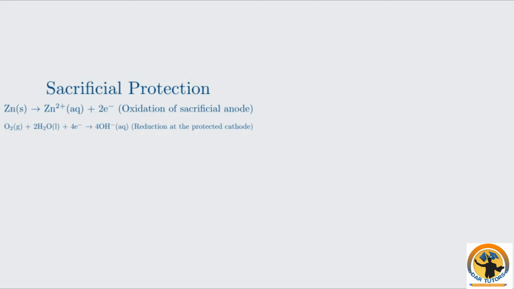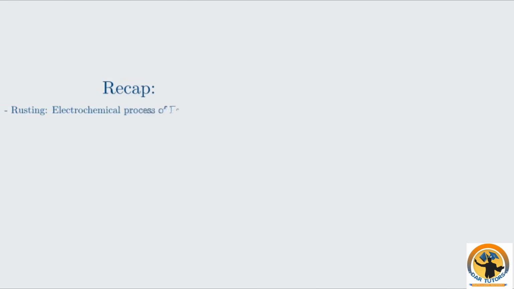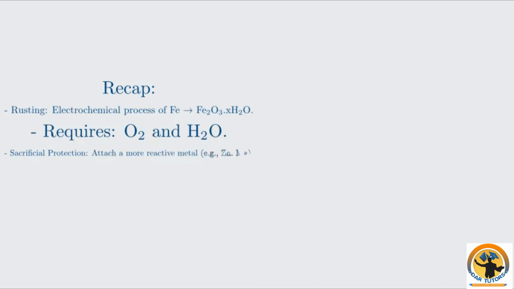To recap, corrosion, like rusting, is an electrochemical process requiring oxygen and water. Sacrificial protection is a method to prevent it by attaching a more reactive metal to the iron. This more reactive metal acts as a sacrificial anode, oxidizing itself to protect the iron cathode. This ingenious method extends the lifespan of iron and steel structures, from ships to pipelines. Our next objective is to master the systematic procedure for constructing and balancing complex half equations in acidic solutions.